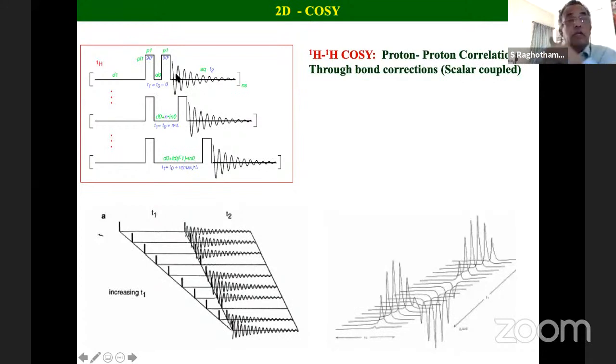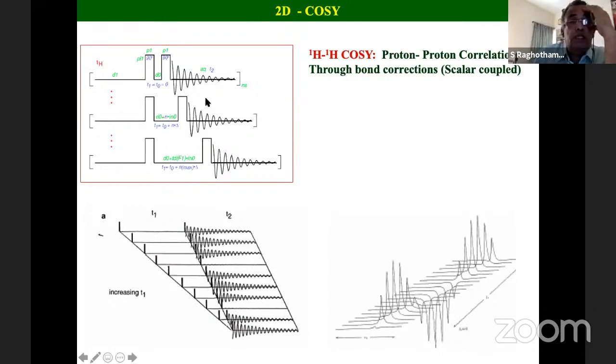Now you repeat it a number of times. The only thing is you increase this evolution time. That is called the t1 time now. So they start with a certain number called D0 and then multiples of D0. And you do some 256, 512 experiments depending on the time, depending on the resolution you want.